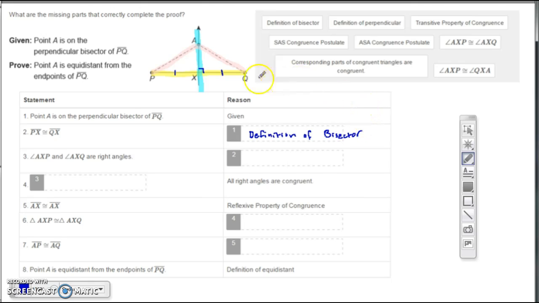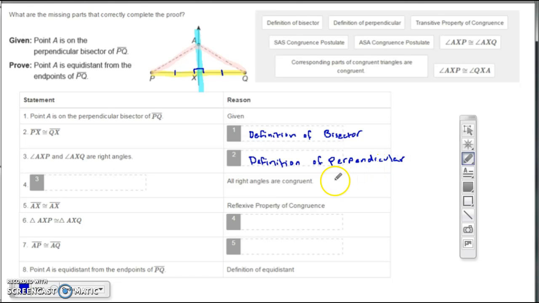All right, angle AXP, that's this guy here, and angle AXQ are right angles. We knew that, right? And we knew that because we know the definition of perpendicular. Okay, perpendicular means that we have formed two 90-degree angles. So we're just going to write that right here, definition of perpendicular. Perpendicular lines form 90-degree angles.